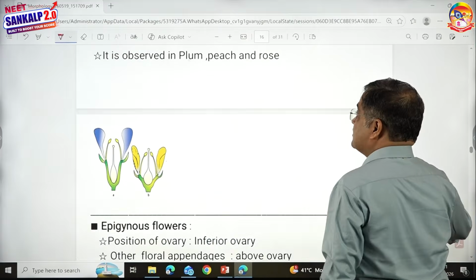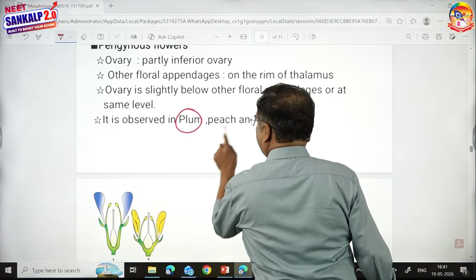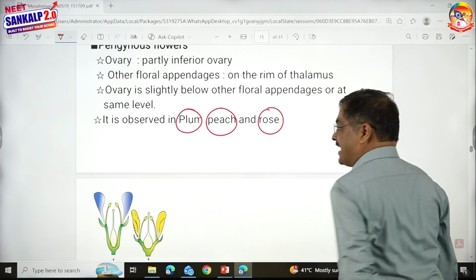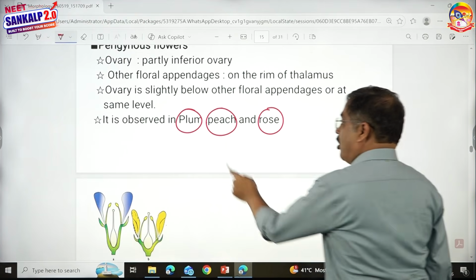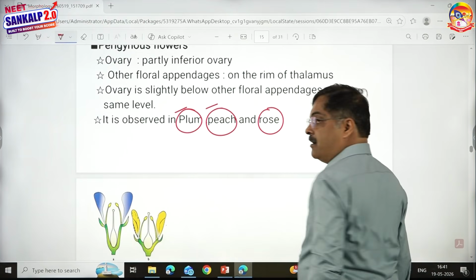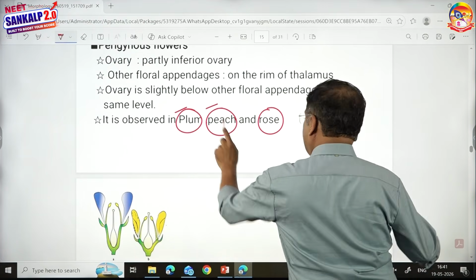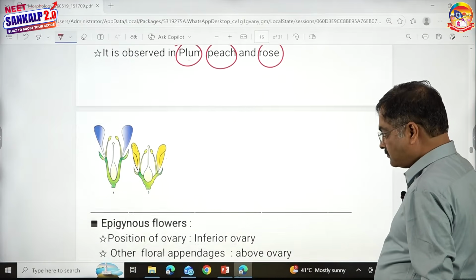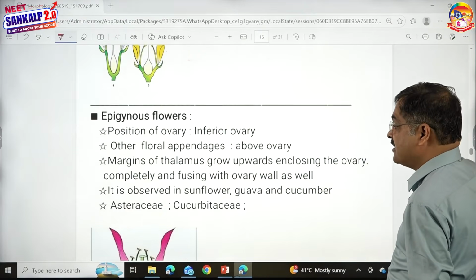Example for that is plum, remember, plum, peach and rose are examples for perigynous. So perigynous, partly inferior: plum, peach and even rose. This is very important, children.